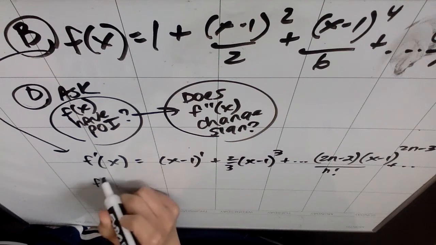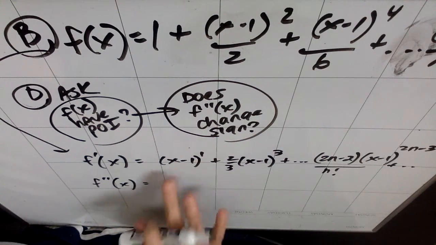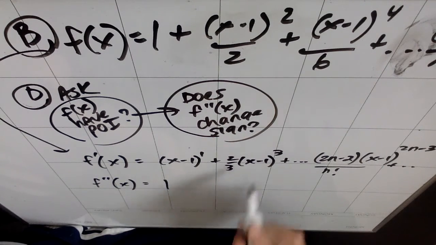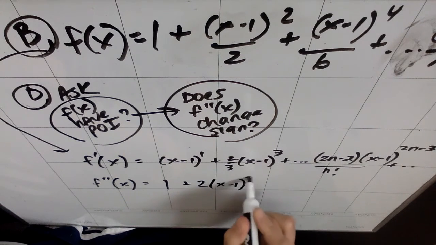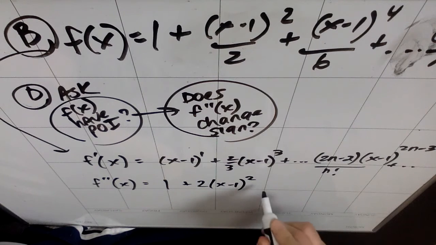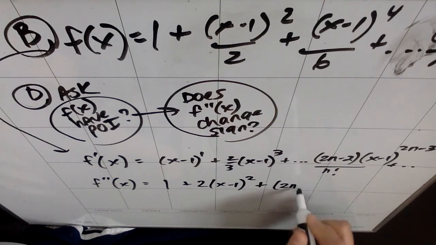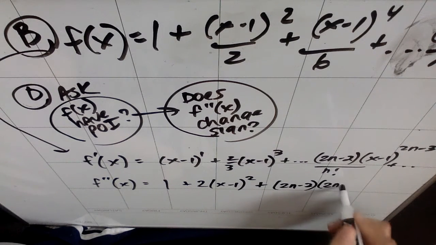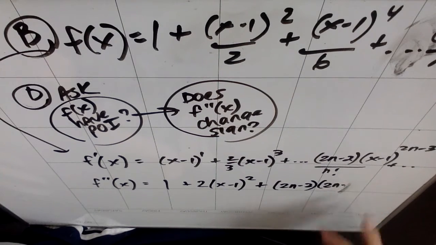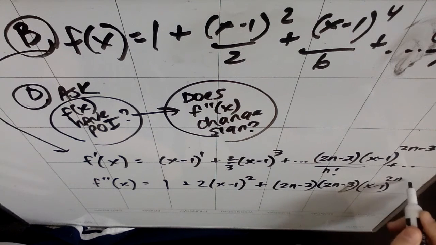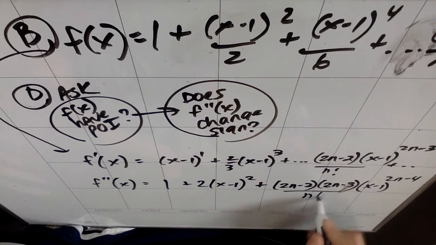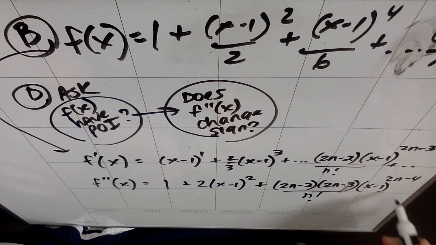If I take the derivative again, I'm going to get that this term is just a 1. When I differentiate this term, I get 2 times x minus 1 quantity squared. And when I differentiate this term, I get 2n minus 2 times 2n minus 3 times x minus 1 to the 2n minus 4, all over n factorial. Okay, cool. Dot, dot, dot.